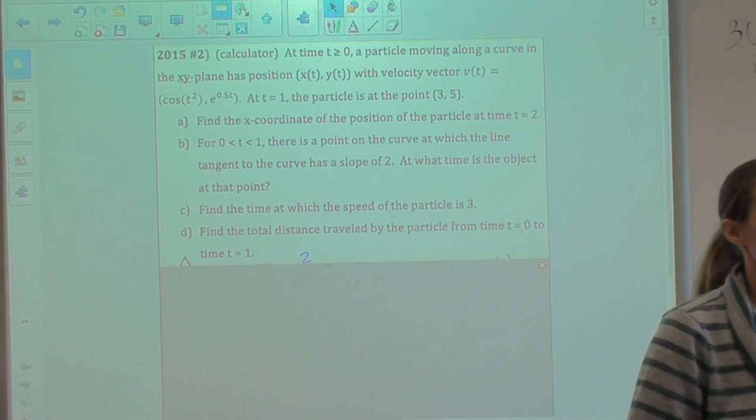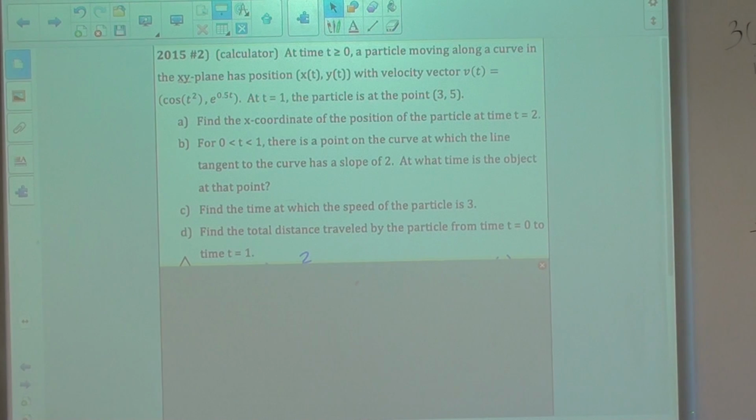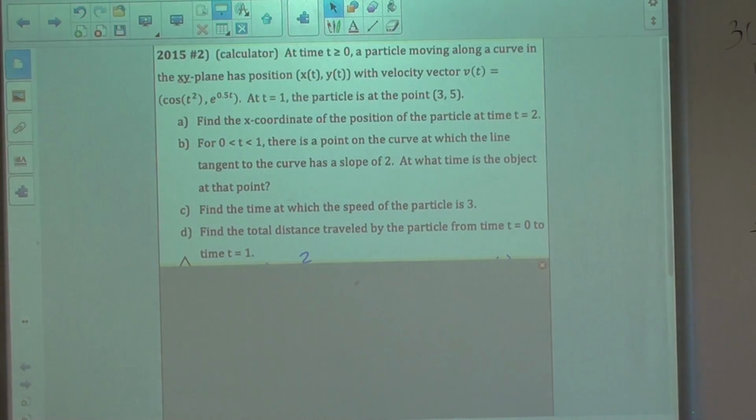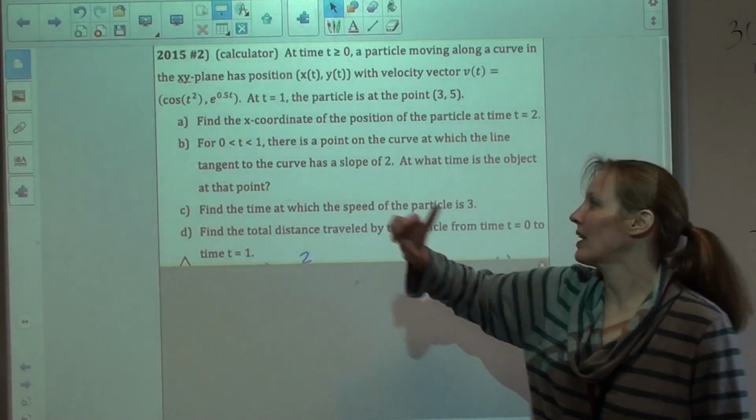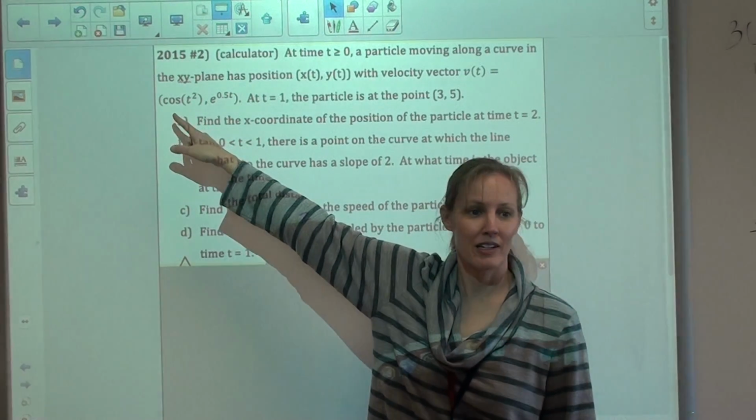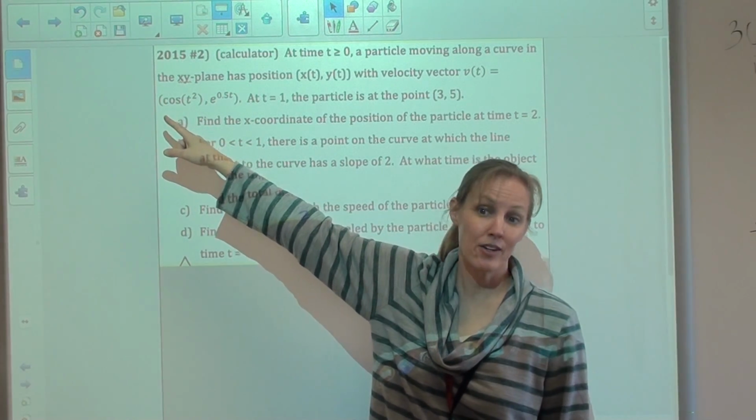In the 2000s, the College Board made a decision that they wanted to really promote the first fundamental theorem of calculus. And the first fundamental theorem of calculus, of course, is all about definite integrals, right? So what they started doing was they started asking the exact same questions, but they gave you functions where you couldn't anti-differentiate them, like cosine t squared.